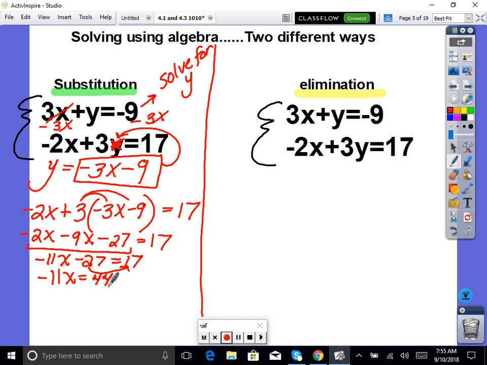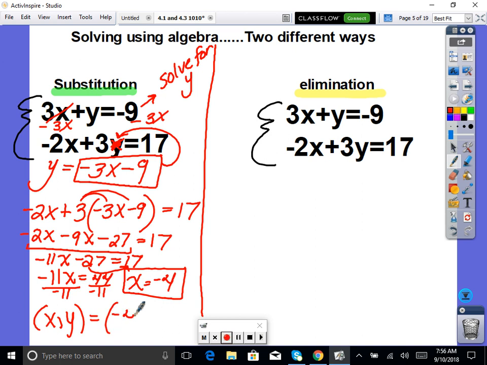So now you say, okay, I'm almost there. Got to divide by negative 11. So x is equal to negative 4. Okay, I circle it, but I can't stop there, because I know my final answer is some xy point. We know our x value is negative 4. Now we need to figure out our y value.